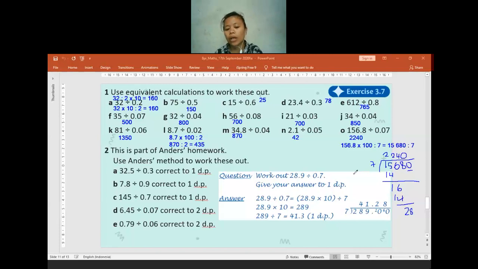For the question 2, we have the number, and then the number has to be divided by 0.3, and we have to write the answer correct to 1 decimal place. So we will combine what we have learned yesterday. When we have to write the answer correct to 1 decimal place, it means we have to calculate until we get 2 decimal places. After we get 2 decimal places, the result we have to round off into 1 decimal place. So now I will write the final answer. If you have a different answer from mine, please let me know, or maybe we can discuss it together.